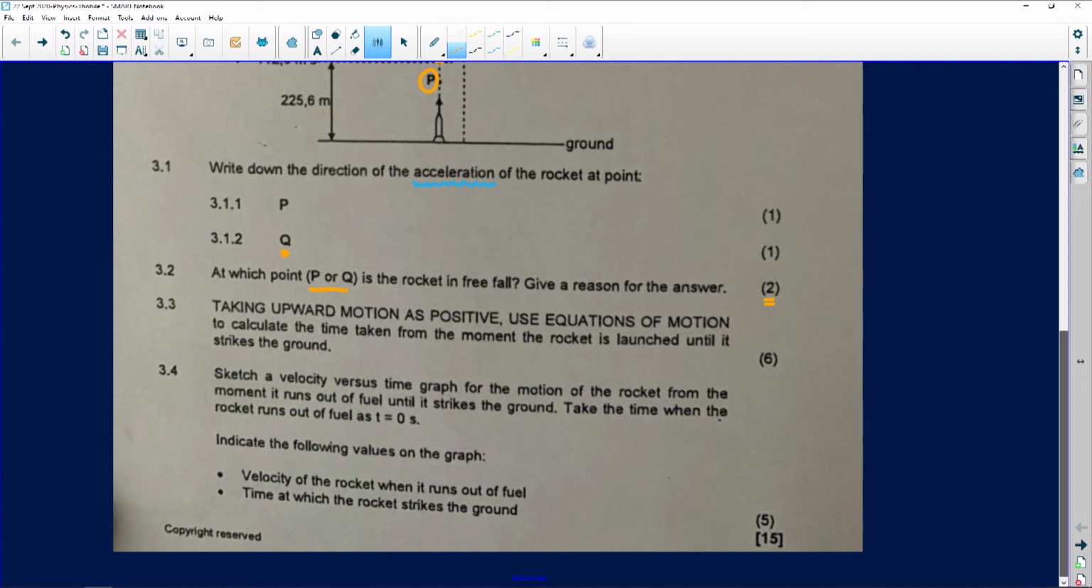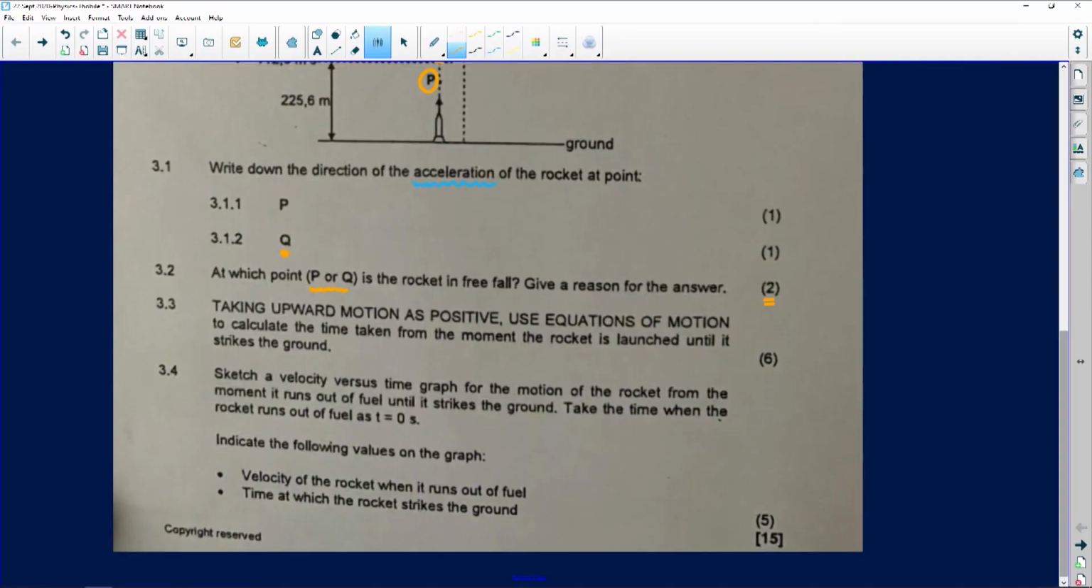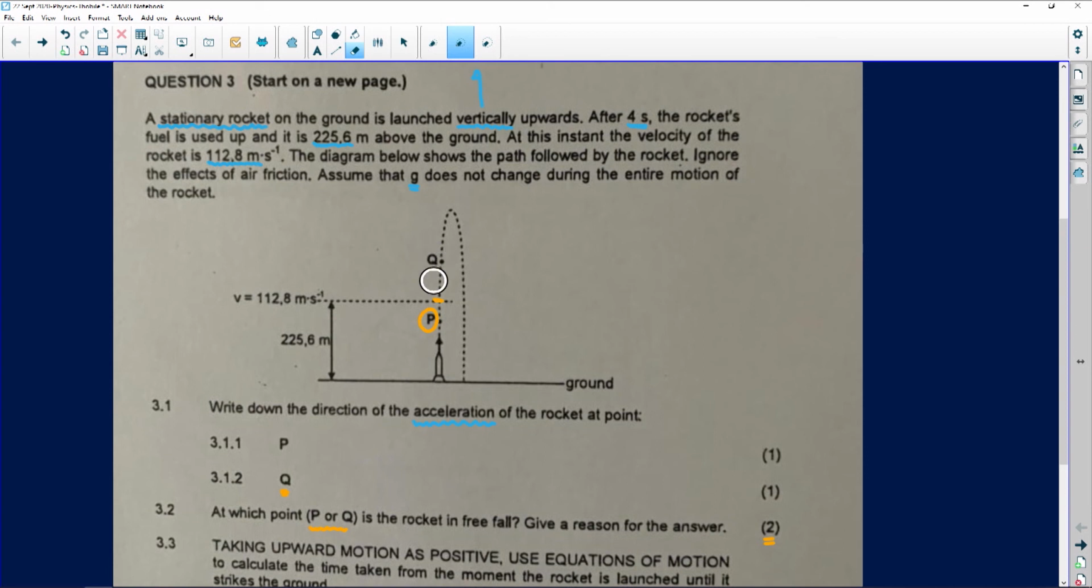Now, just going back to equations of motion, there are 4 equations of motion that we can use. And remember, when we do vertical projectile motion, you can use any of those formulas. Always remember, you don't always have to use one, but use a formula that gives you the most information. Most of the time when you have to find first an unknown and then another unknown, it's a little bit risky, so try to find an equation that allows you to use the information you have. We have to calculate the time taken from the moment the rocket is launched until it strikes the ground.